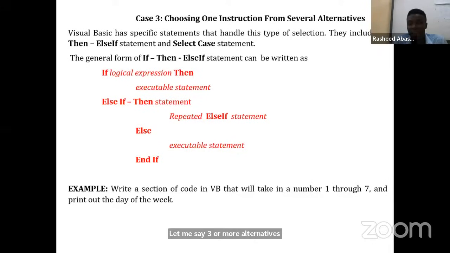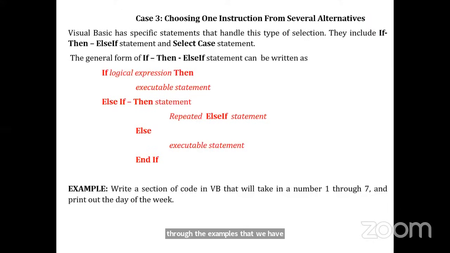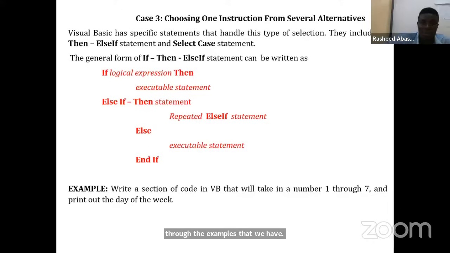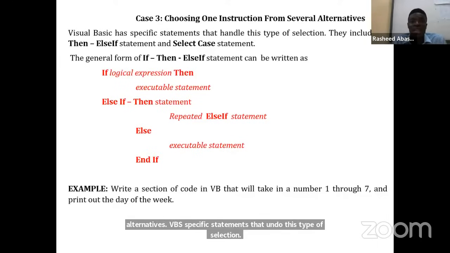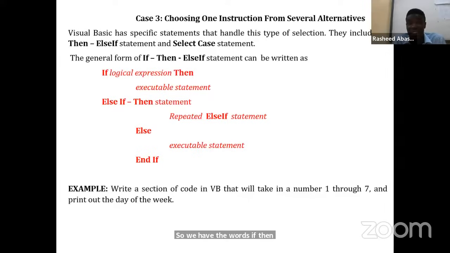And I think I have an example after this, so we can quickly run through the examples that we have. So when you have more than two options, that is three or more alternatives, VB has specific statements that handle this type of selection. So we have the if then else if statements. And you can also make use of the select case. So I have examples for both.